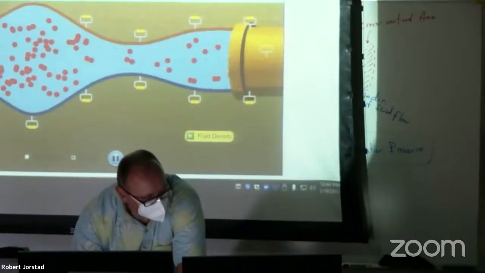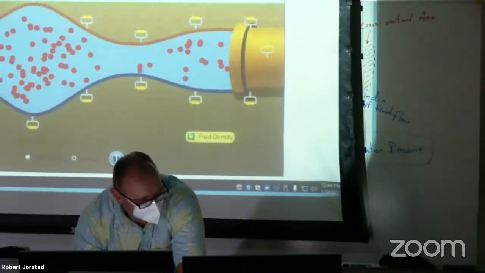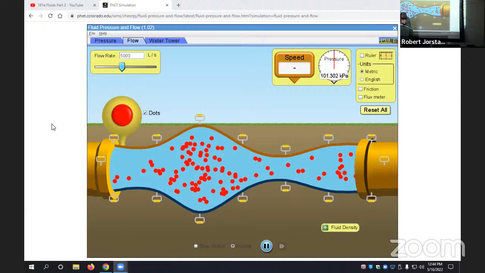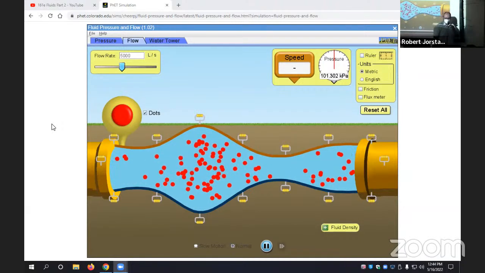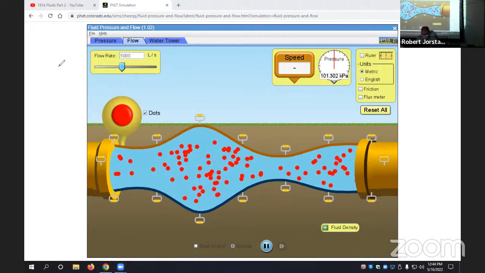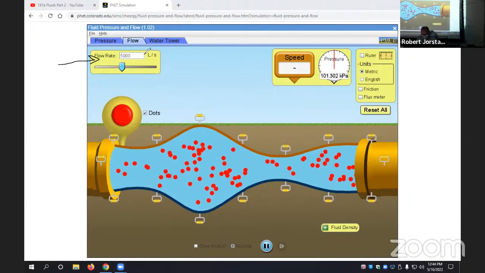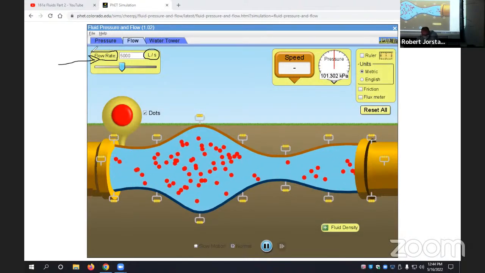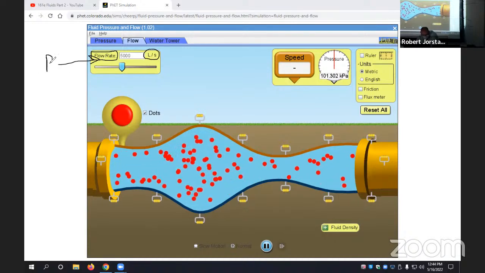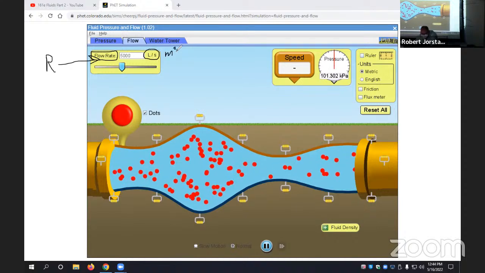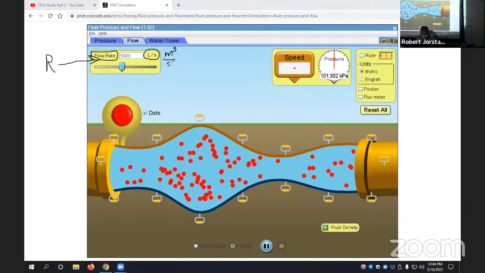Let me get this on Zoom here. All right, so you guys can see this okay? Yep. So we've got a pipe and some fluid flowing in it. And let me just try and label some of this. This up here, liters per second, what symbol is that? Flow rate. R for rate. So that's how many gallons per minute or how many meters cubed per second. We'd obviously have to do a conversion.